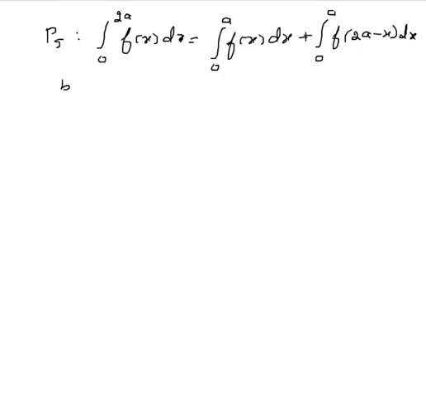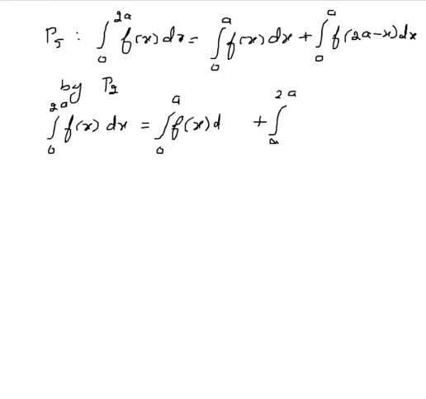By the P2 property, we can write integral 0 to 2a f of x dx as 0 to a and a to 2a. That is splitting the interval 0 to 2a at a. So it becomes integral 0 to a f of x dx plus integral a to 2a f of x dx. Now the first integral is this. We have to prove that the second integral is this.